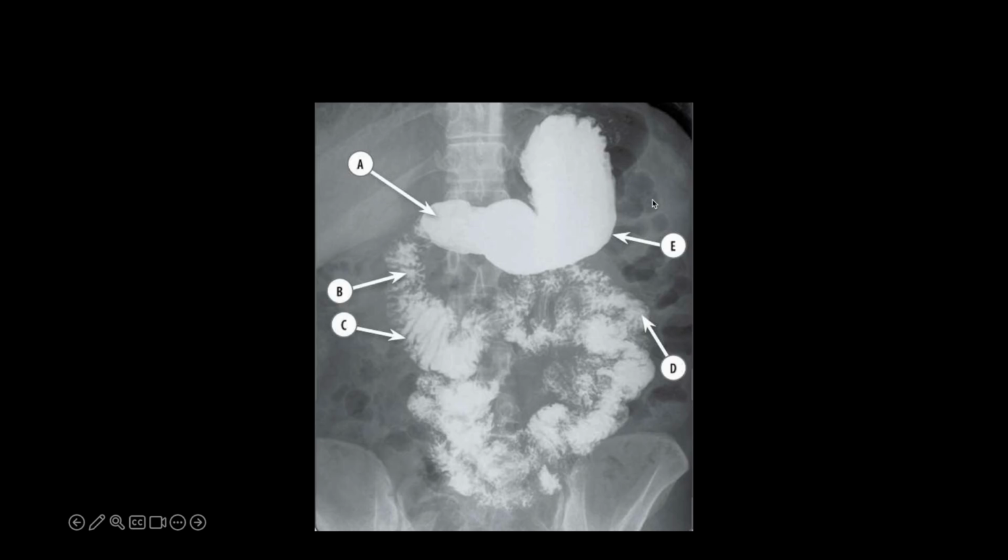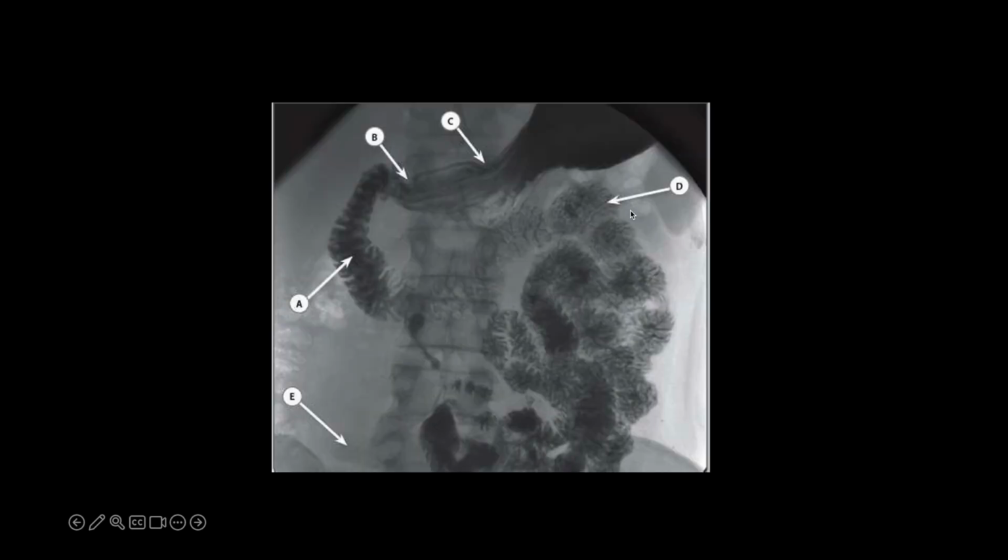This is, again, quite similar. E, just remember, is the greater curvature of the stomach. C is the incisura angularis, which we just mentioned.